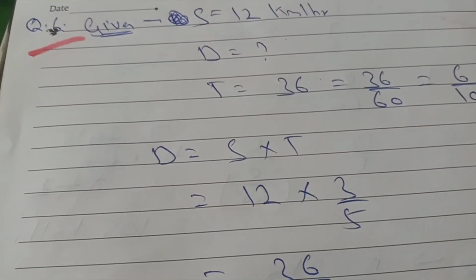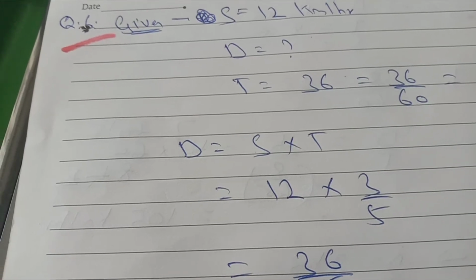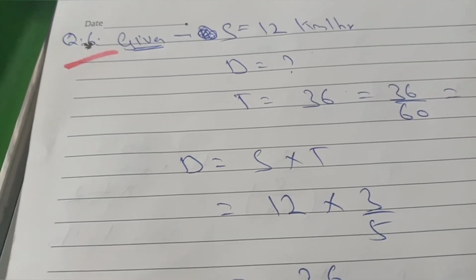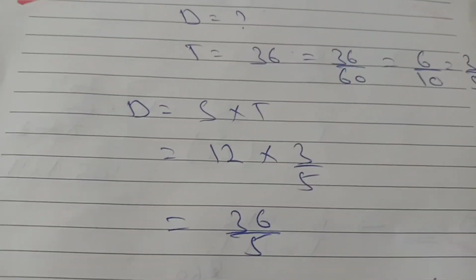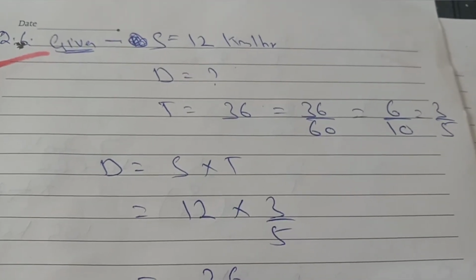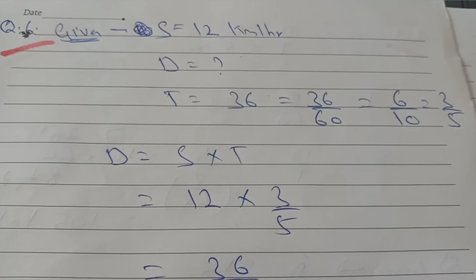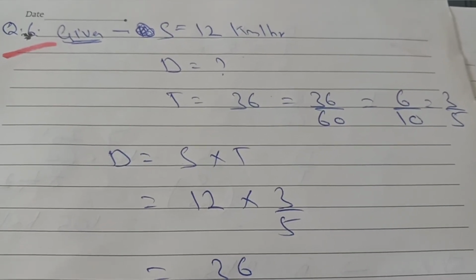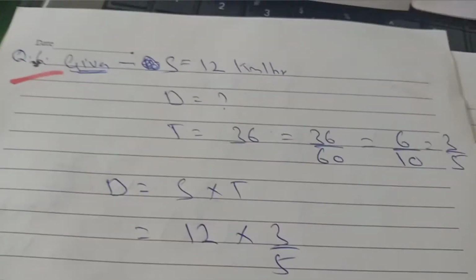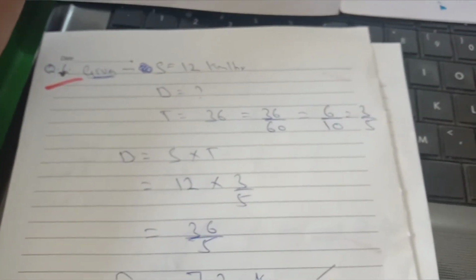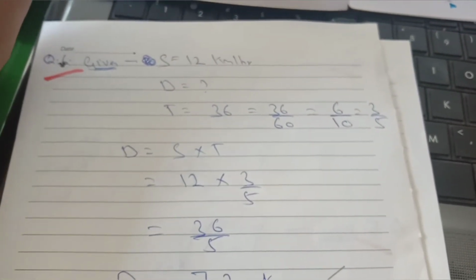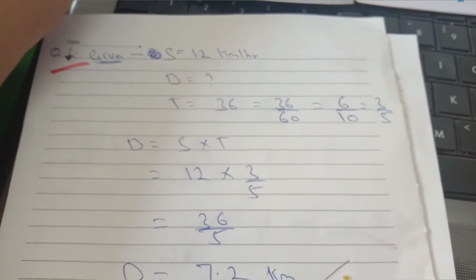Now the sixth sum, it says Rahul cycles at 12 kilometer per hour. How much distance he covers in 36 minutes? So this is also similar. Since we want distance, we have to first see the unit. The speed unit is given kilometer per hour, so the time has to be in hours. So we convert 36 minutes into hour which is nothing but 36 upon 60 which is 3 upon 5.